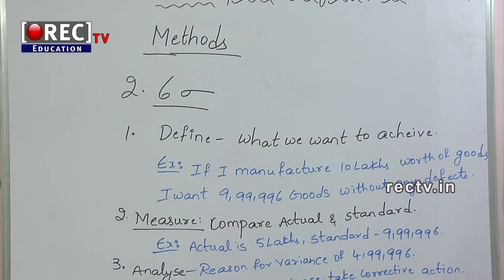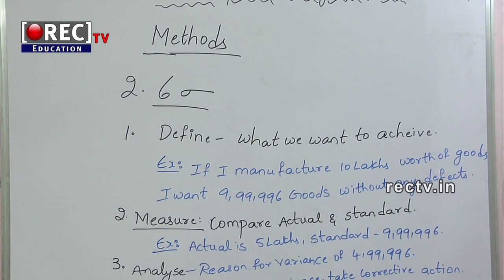In the example, if I want to manufacture 10 lakhs worth of goods, my strategy is I want 9,99,996 goods without any defect. Now this is my strategy. I have defined my strategy. Now I have to measure. This means compare actual and standards.